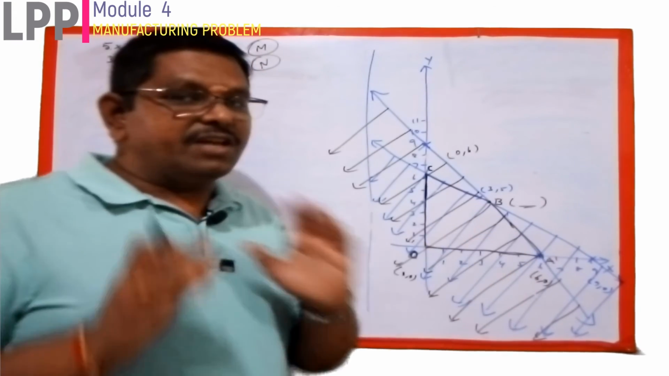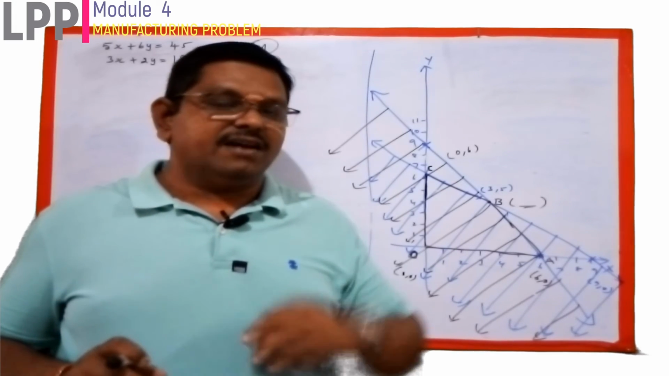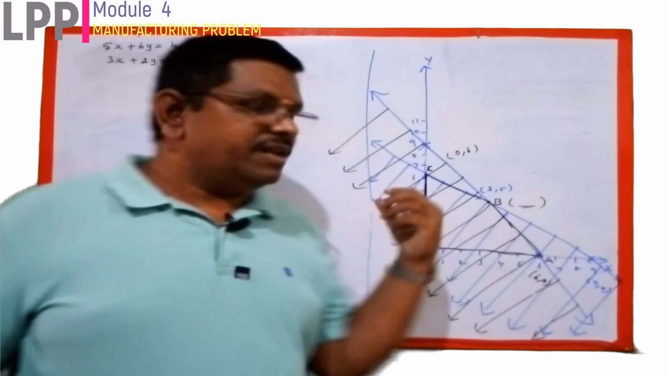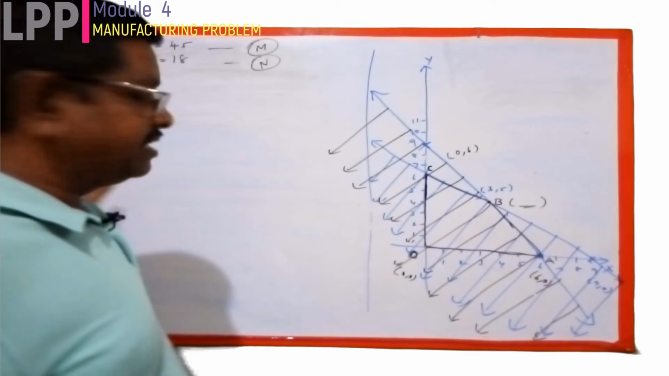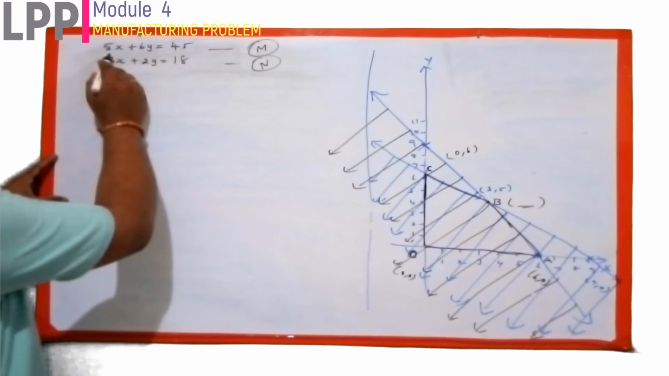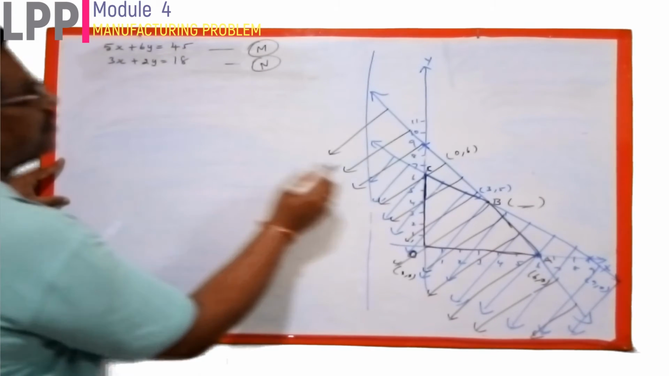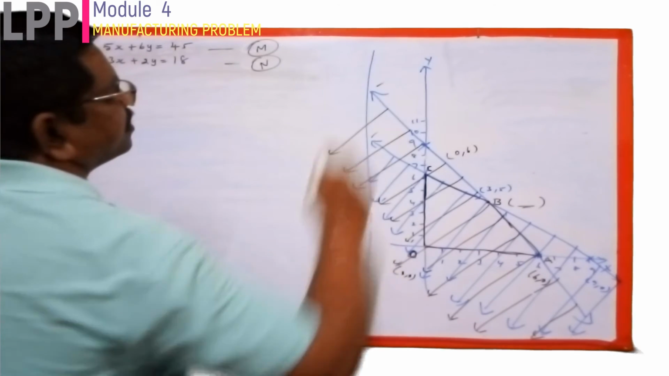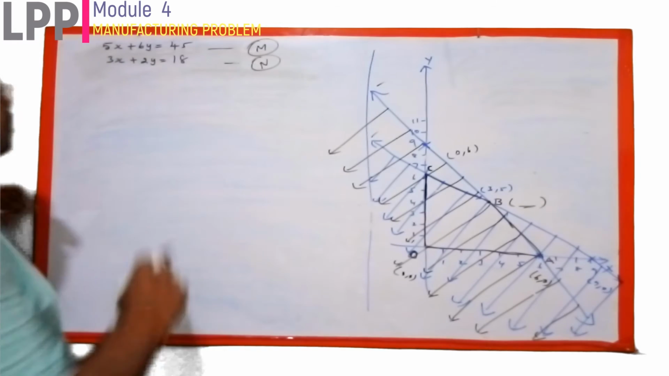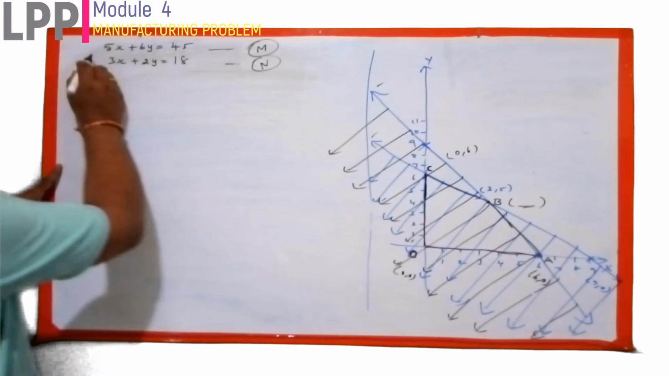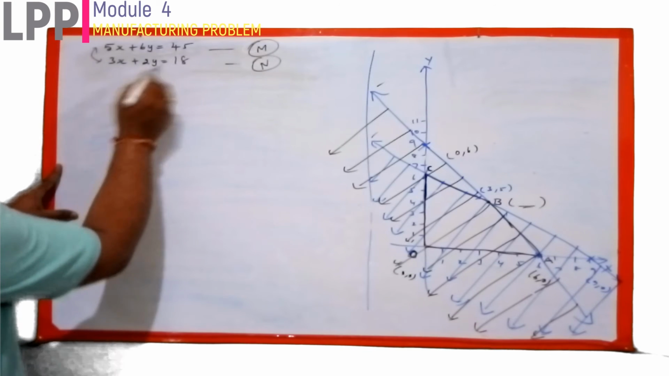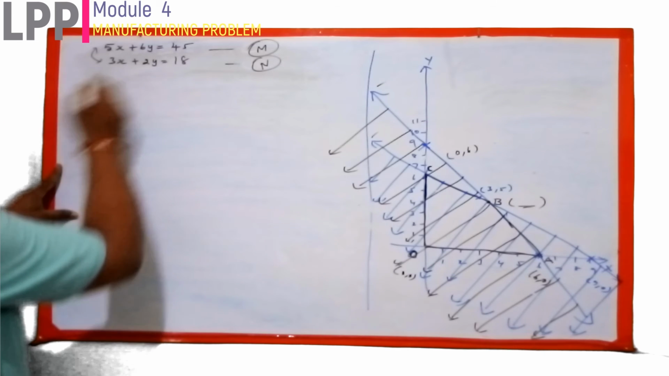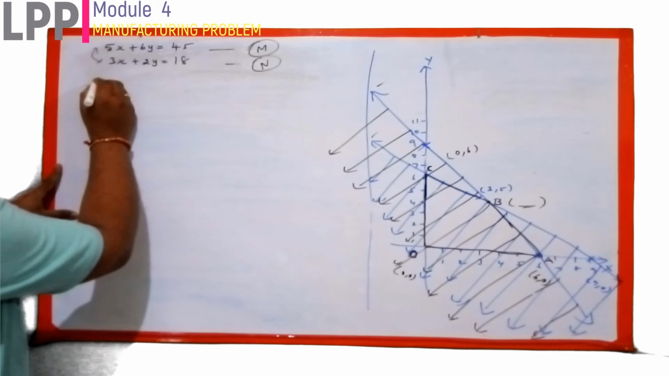For that, we can use either elimination method or substitution method or cross multiplication method. Now, let me take the elimination method itself. I am writing the two equations, that is 5x plus 6y is equal to 45, and 3x plus 2y is equal to 18, that is the equation of this line. Now we are going to solve them. The first equation I am multiplying with 3 to make these two coefficients equal. So for that I multiply.